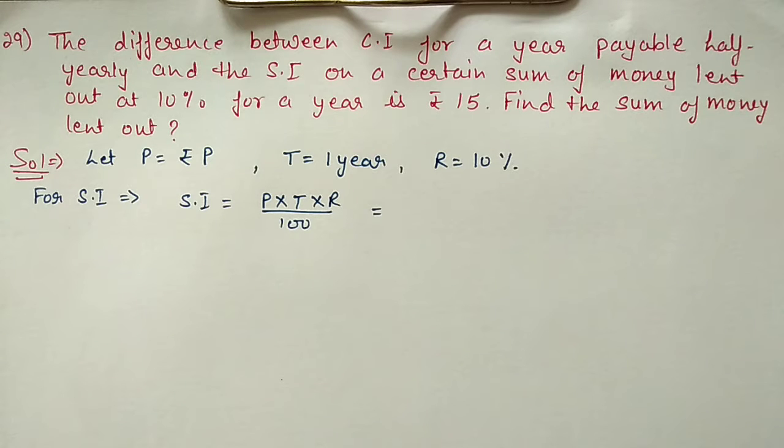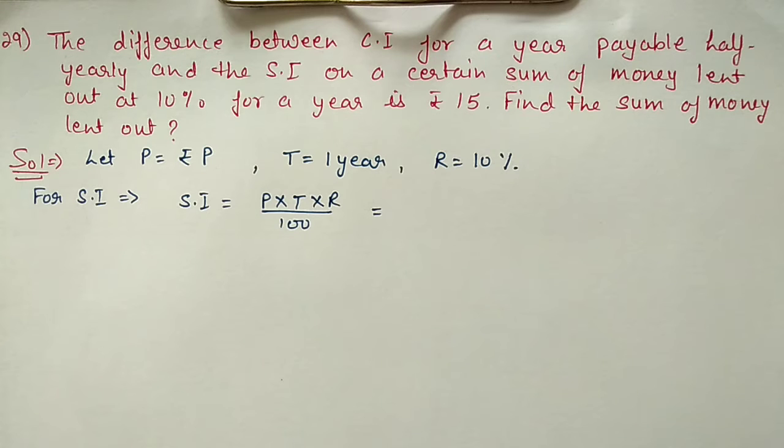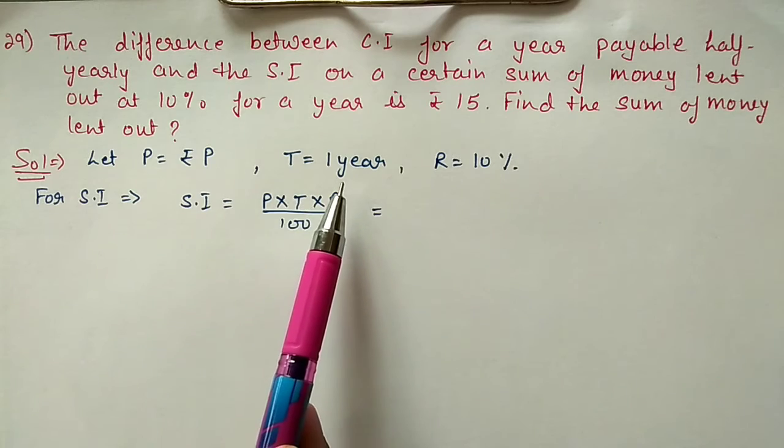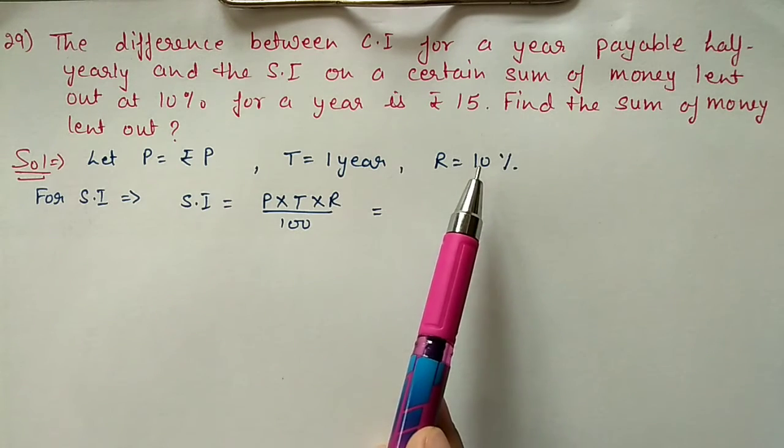Next, question number 29. The difference between compound interest for a year payable half yearly and the simple interest on a certain sum of money lent out at 10% for a year is 15 rupees. Find the sum of money lent out. This is also a similar question to 28. We have to find out the difference between compound interest and simple interest. So we have taken principal money as P, time is given as 1 year and rate of interest is 10%.